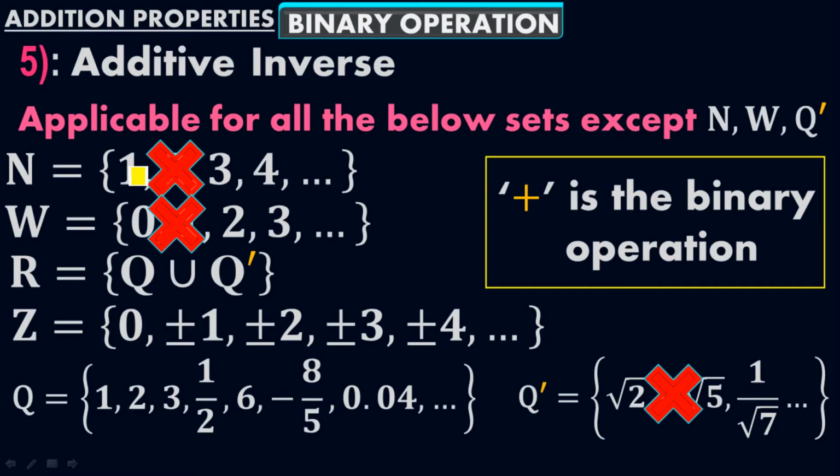One is the 0 which does not belong to N. Second one is A prime, which is negative value. Negative value does not belong to N. So additive inverse property is not applicable for the set of natural numbers.